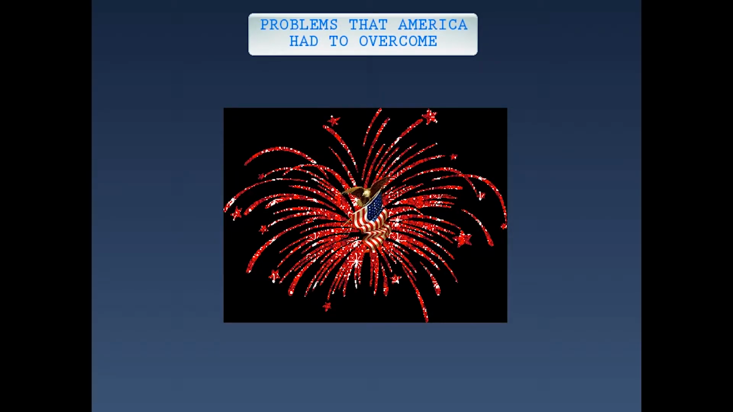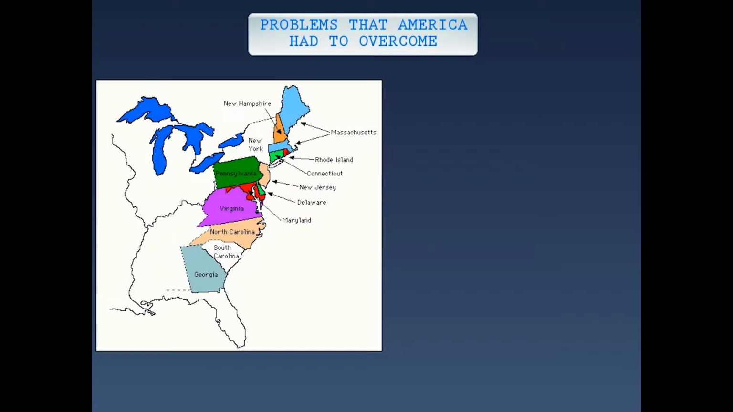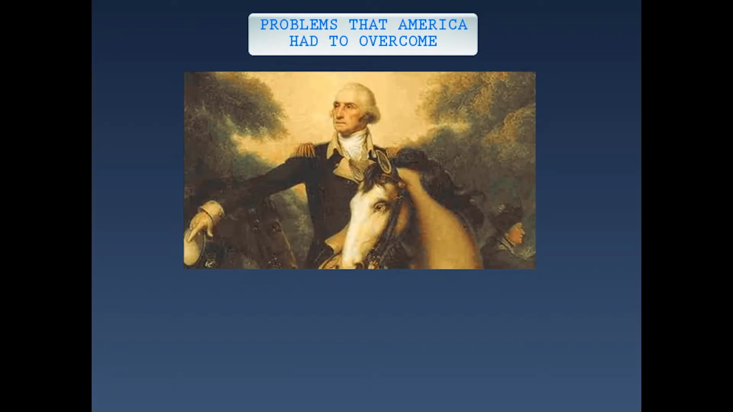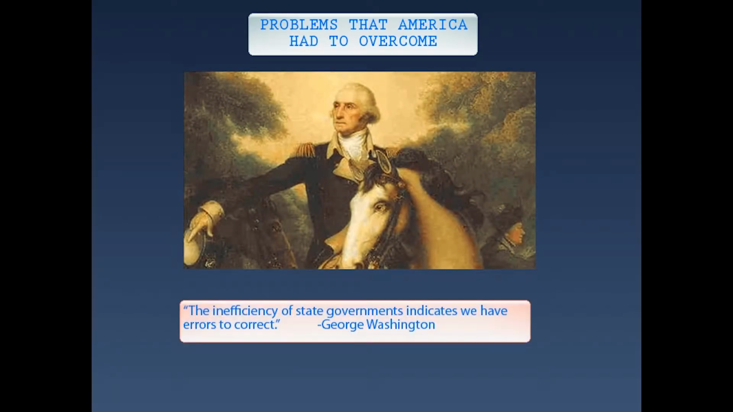Immediately following America's Declaration of Independence, each of the 13 colonies created their own state constitutions which would outline the government they would live under. Although these constitutions had good intentions at first, they would not prove successful. To put it simply, George Washington stated this: "The inefficiency of state governments indicates we have errors to correct."